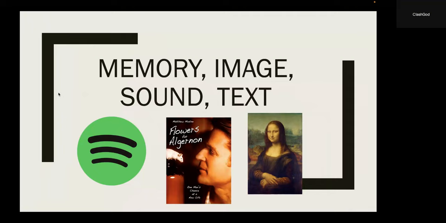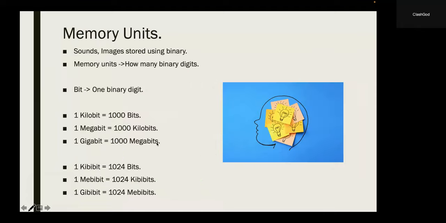Welcome to another video. Today we're going to talk about memory, image, sound, and text. And what are we going to talk about them? We're going to talk about how we can store images, how we can store audio, how we can store text on our computers digitally. So yeah, we're going to learn about how we actually store them on our computer. But before we talk about that, let's first talk about memory units.